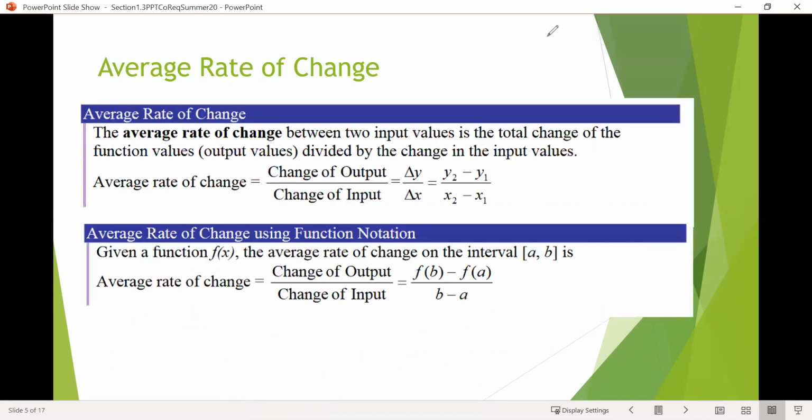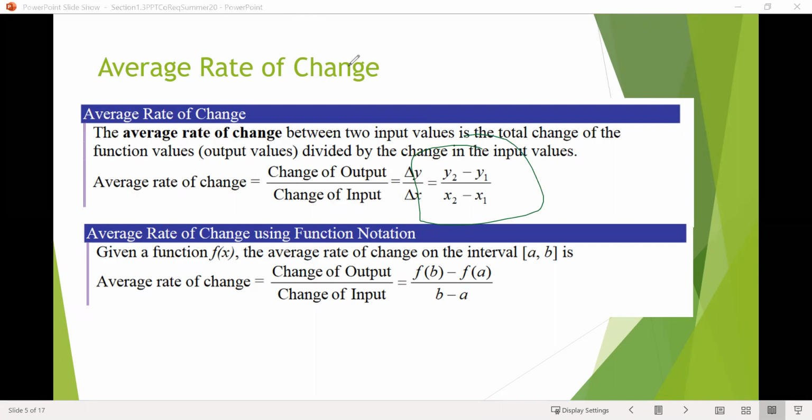So, summarizing some of the things we talked about: average rate of change between two input values is the total change of the function values, the output values, divided by the change in the input values. One way to calculate this, which hopefully looks familiar, is y2 minus y1 over x2 minus x1. So really what we're finding here is a slope. It's not exactly a slope, because as we saw, it's an estimation of a rate of change over time, but it's calculated very similarly to the way that we calculate a slope.